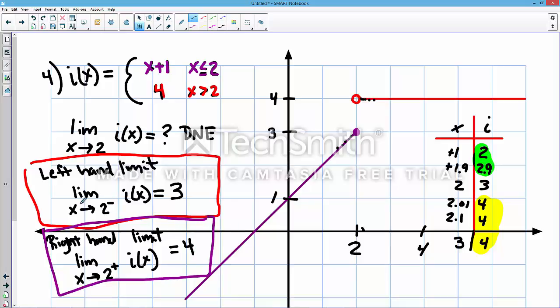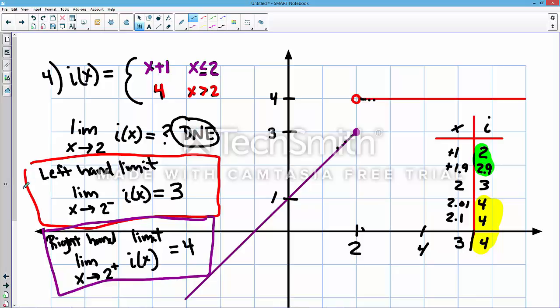So if I ask you this, in this notation, there are actual answers, but there's still no limit as x approaches 2, because these aren't the same. So that's why we get DNE for the general question, what's the limit as x approaches 2? These are just partial limits, left-hand and right-hand limits, and they're really used to determine, do we have a limit or not? And in this case, we don't.